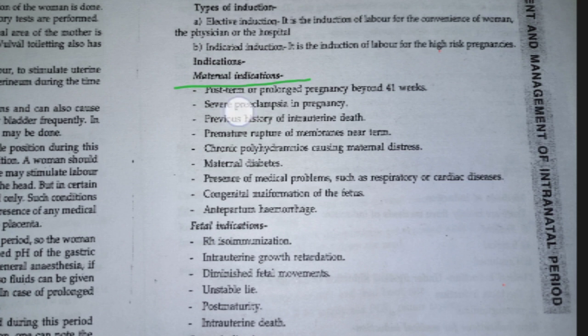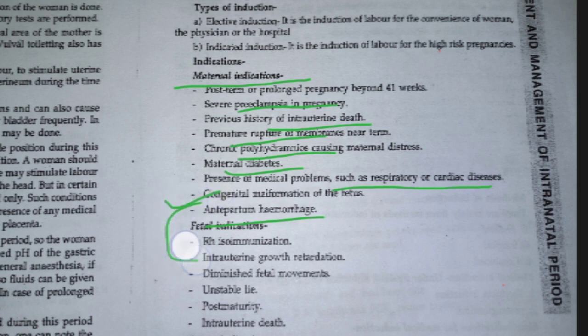For example, preeclampsia, polyhydramnios, premature rupture of the membrane, or any previous history of death of the baby inside the womb, if the mother has diabetes, or heart or reproductive system problems, or antepartum hemorrhage, that is bleeding before the birth. Congenital malformation of the baby is actually a fetal indication, it's not here. This is maternal indication.